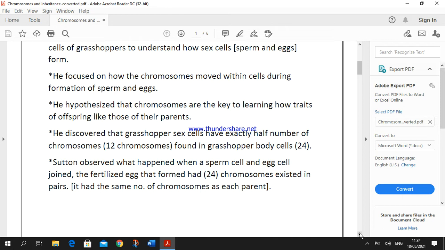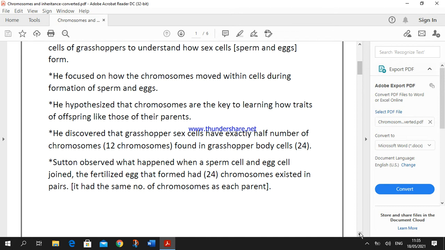We know that each organism from each species contains a constant, fixed number of chromosomes. If this number is changed, decreasing or increasing, it causes many diseases like chromosome disorders, responsible for Down syndrome, Klinefelter syndrome, and Turner syndrome. So Sutton discovered that the body cells of the grasshopper contain 24 chromosomes. This number is fixed.